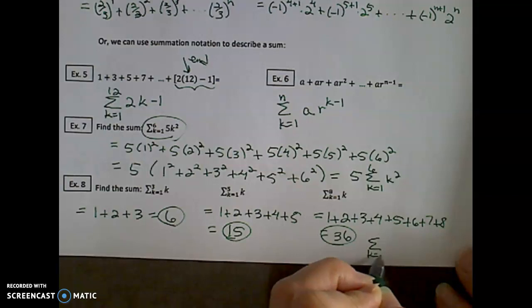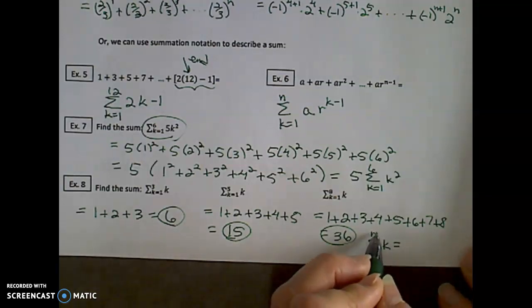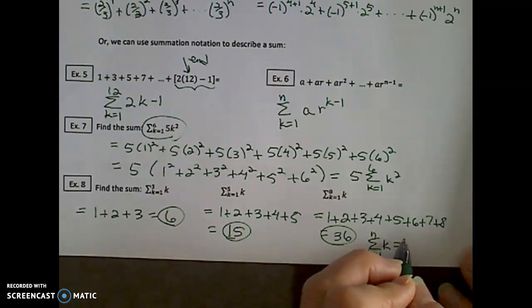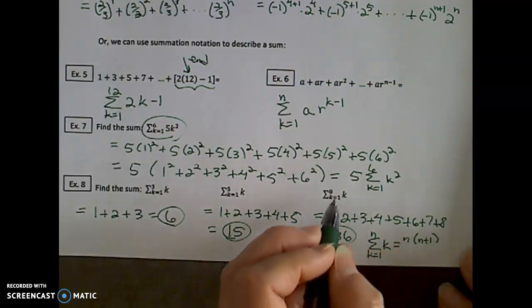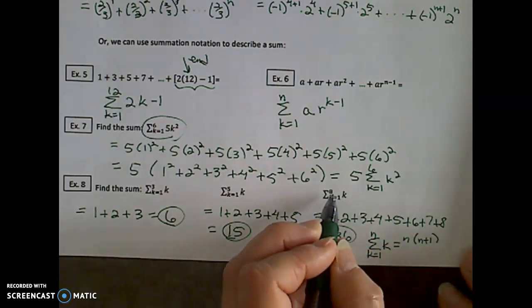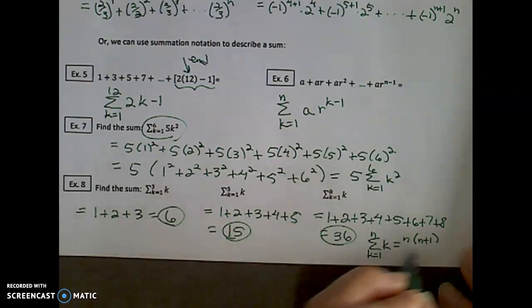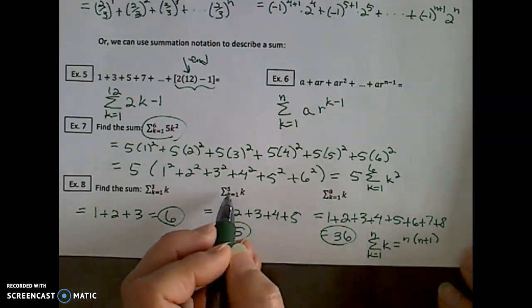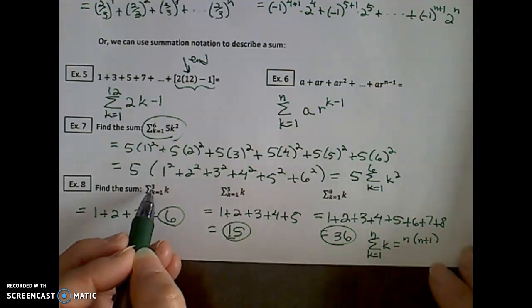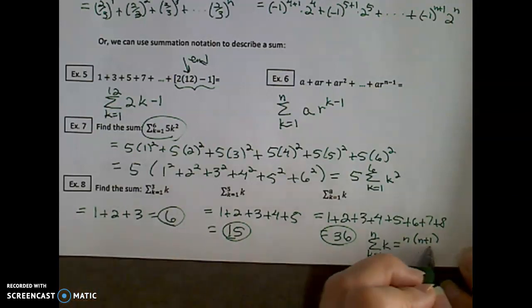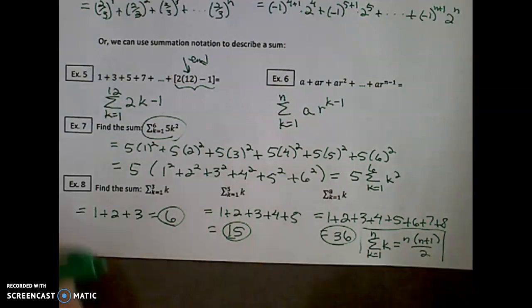When I add the integers from 1 to n, watch this. I can always take this ending point, n, multiply it times n plus 1. 8 times 9, what's that, 72. 5 times 6 is 30. 3 times 4 is 12. And divided by 2. We're going to prove that in a second. All right, turn the page if you would.